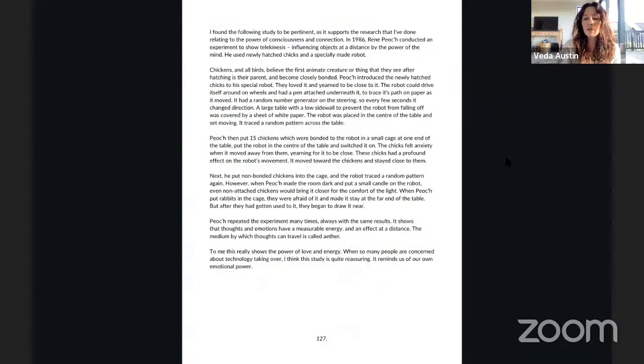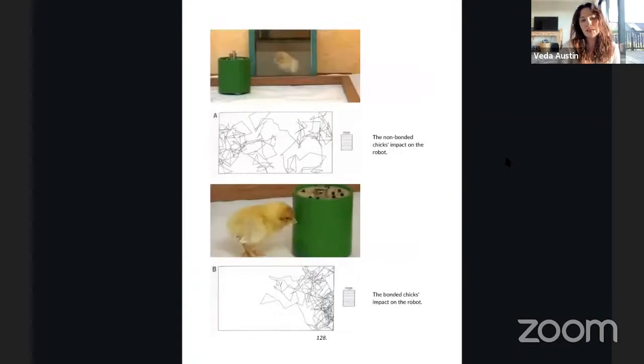I don't know if you have ever heard of some of them. His name's Rene Peoc'h. He's a scientist. And he did this really interesting study using little chicks that were just hatched and this weird little robot that he made. This little robot is on a number generator that allows it to move. It's on little wheels, and it has a pencil underneath it. As it moves around, it just moves randomly. It's not designed to move in any specific way. It just randomly moves around this little box and makes these little pictures.